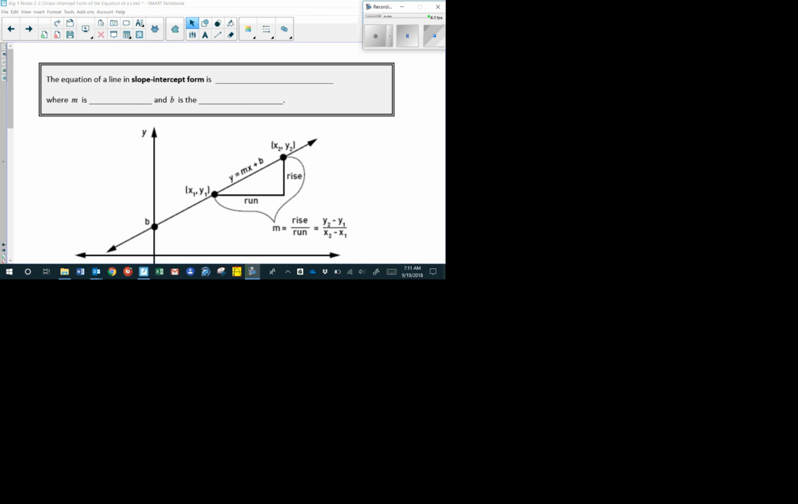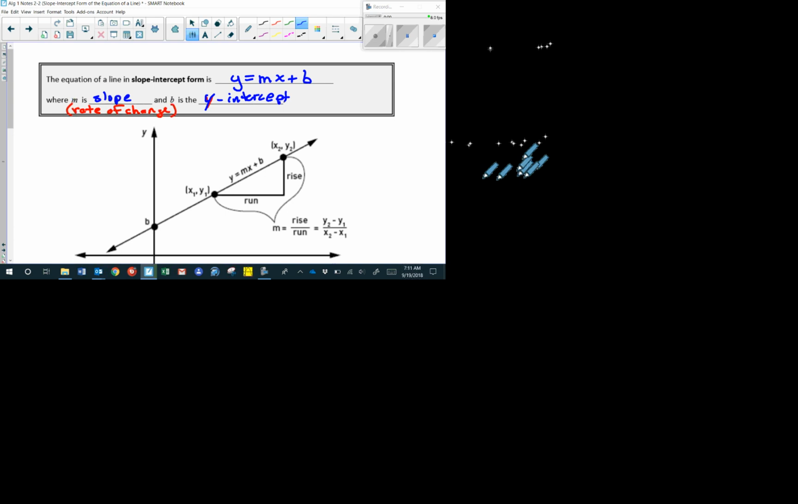Okay, we are going to formalize what we just explored. The equation of a line in slope-intercept form is y is equal to mx plus b, where m is the slope, and remember that that's the same thing as our rate of change. b is the y-intercept, and remember that the y-intercept is the same thing as the initial value.